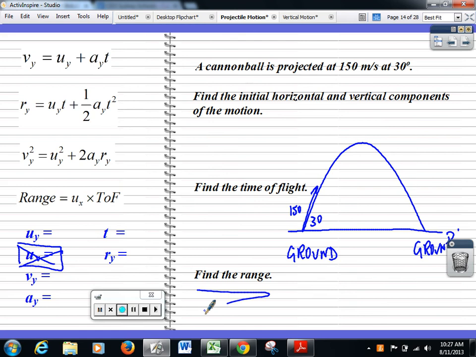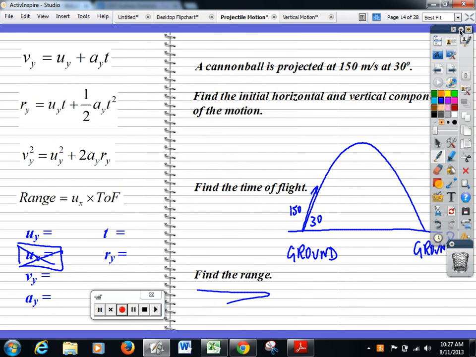Now, to find UY, how would I find that? Right, we use the triangle, which is the vector triangle. So, putting our little triangle together, what is our U? Our U is 150, and the angle is 30. So what is the vertical, what is UY? UY equals U sine 30, which is 150 sine 30, which equals 75. Okay?